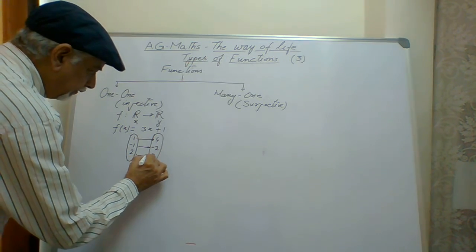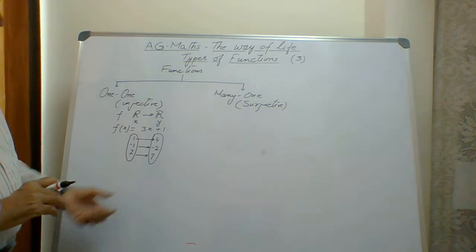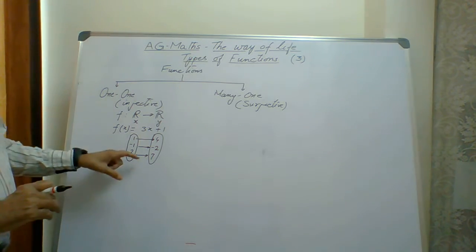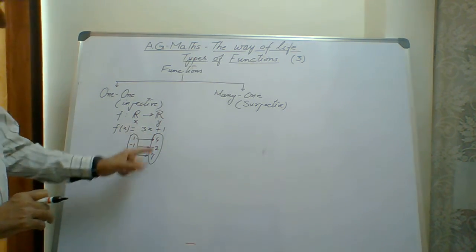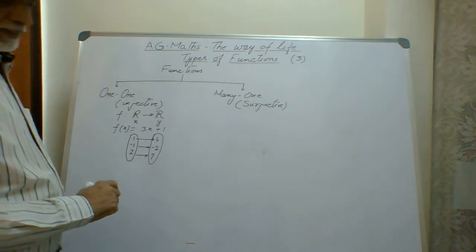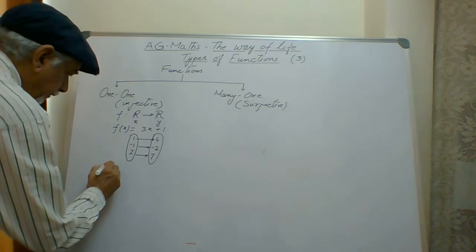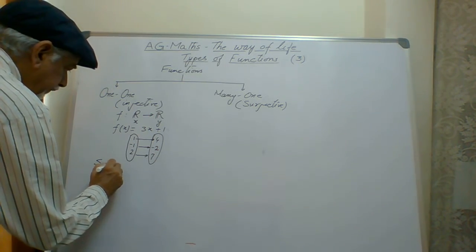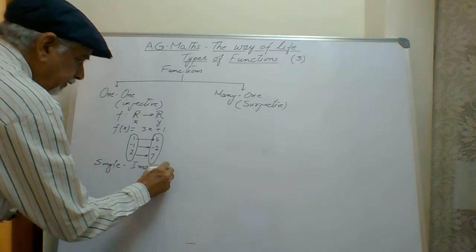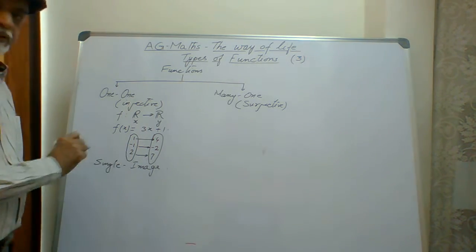If these two sets have some real numbers here, which can be positive, negative, even 0, and we again have positive, negative, even 0 in the range set, then it is called a 1, 1 function, or this is also called single image. What is the image here? 4 is the image of 1, minus 2 is the image of minus 1, 7 is the image of 2.